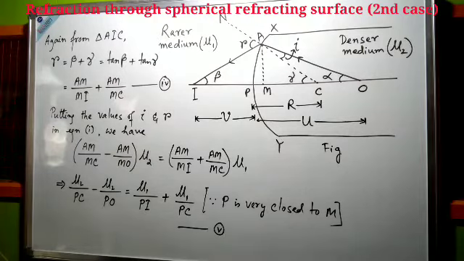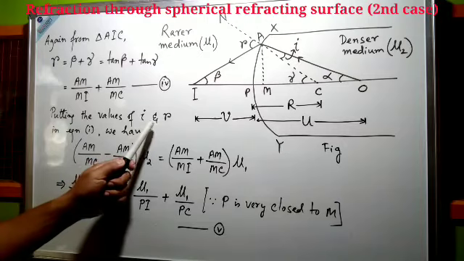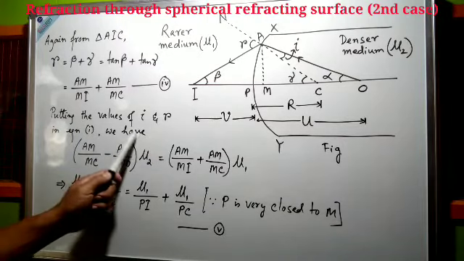Then putting the values of angle of incidence I and angle of refraction R in equation 1 we have.